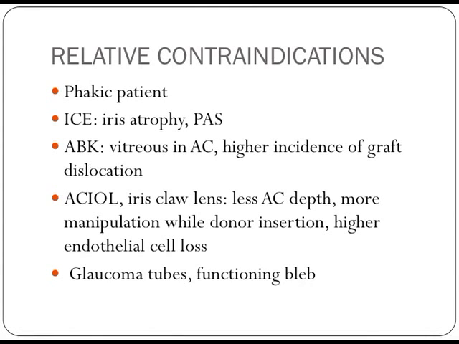Then any kind of anterior segment disorganization or presence of anterior chamber intraocular lens or iris claw lens, as in these cases the anterior chamber depth is less and more manipulation occurs in early cases while donor insertion, which leads to higher endothelial cell loss and endothelial failure. The same is the case with glaucoma tubes and functioning blebs.